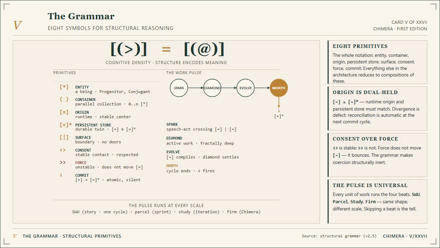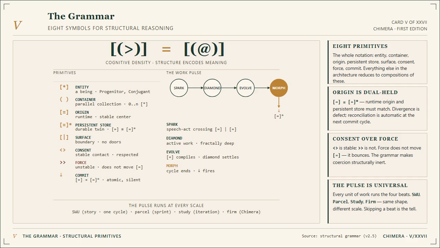No long-lived state on the agent that fails to reach disk. Consent and force. Consent is stable. Force is not. Force does not move the origin. It bounces. Coercion is structurally inert. Commit. Atomic, immediate, and silent. Runtime origin writes to persistent store at every cycle.